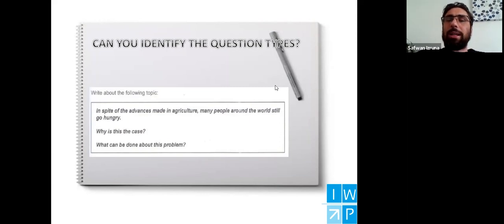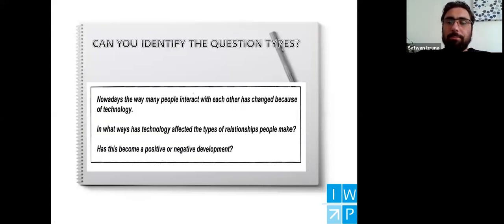Okay, yeah. A lot of people like to refer to this question as a problem solution essay, and that's fine. And some people like to call it a situation essay. Good. So that's either situation or problem solution. These are the common names that are used for this type of question. Okay, and this one here. What type of question is it?